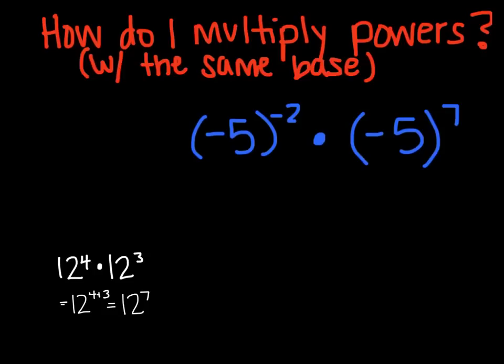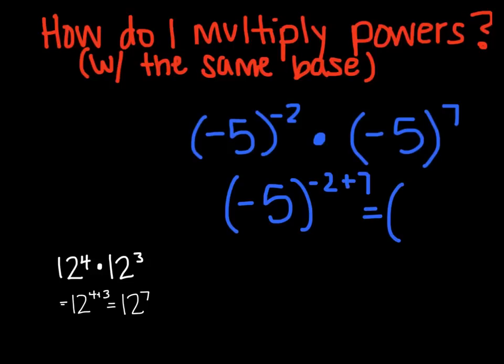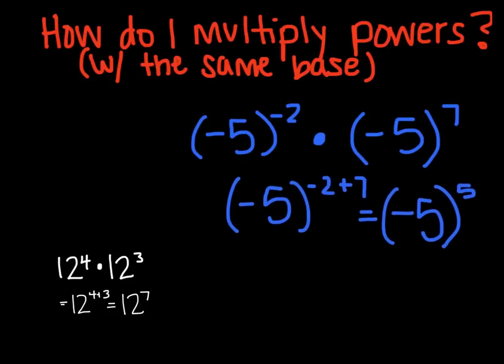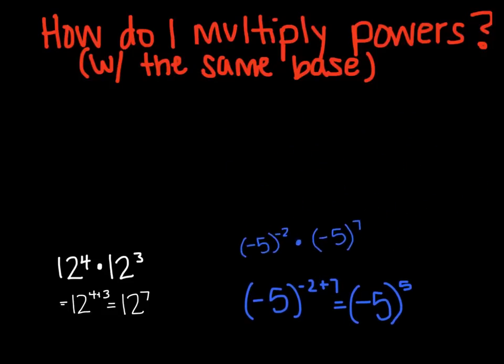Here our base is -5 and we're adding our exponents because of the multiplication that's happening. So -2 plus 7 will give me an answer of -5 as my base and 5 as my exponent. Be careful when you are adding the exponents, if there's two negatives that has a negative base and so on. So just be aware of that.